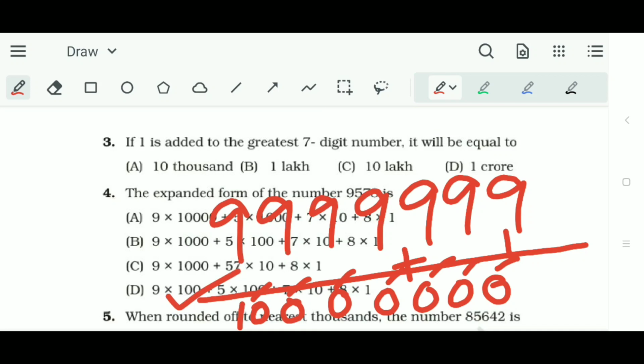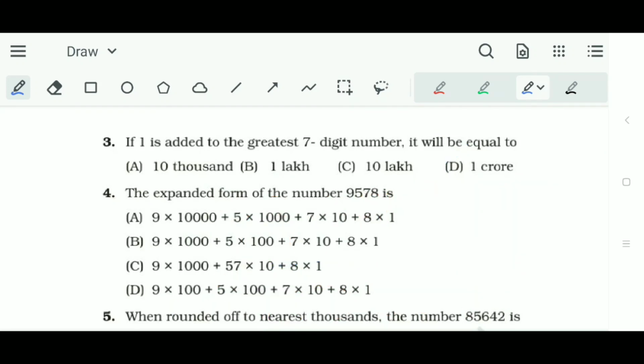So what will be the answer of question number 3? Yes, you were absolutely right. It is option D, means 1 crore. So if you add 1 with the greatest 7-digit number, means 7 nines, we will get 1 crore after adding 1 with it. Okay, so let's do the next sum. So in question number 4, another expansion is given, but in the previous one the expansion was given, here the number is given, it should be expanded. So let's do this, very easy.